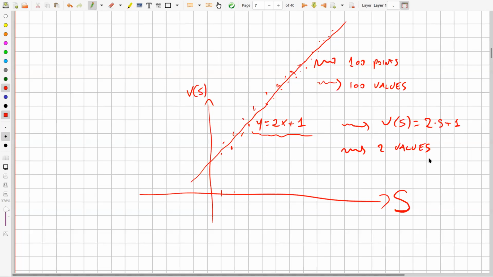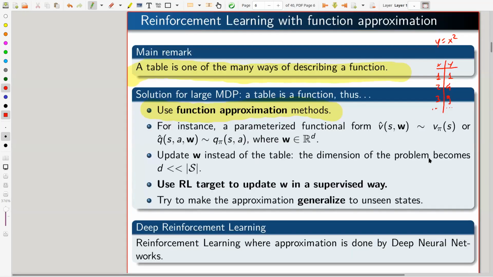Okay, so in general, if you are doing a parametric approximation, let's go back to the slide. In general, if you're doing a parametric approximation of this form for the value function, then you are reducing the dimension of the problem to the dimension of the space where the parameters are living.